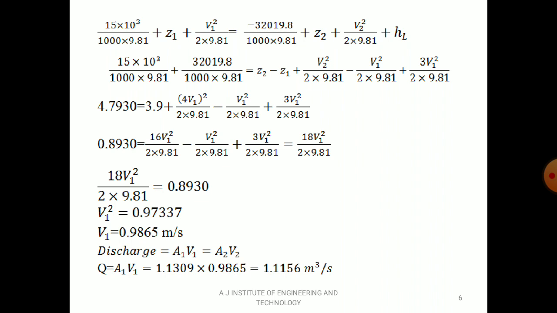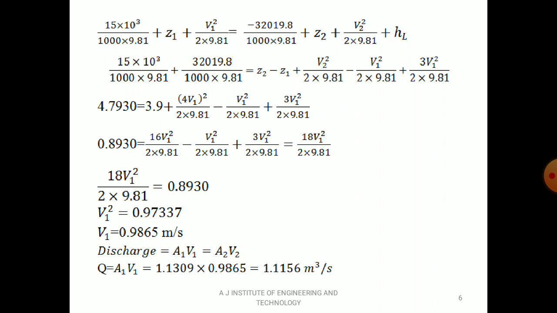So 4.7930 minus 3.9, that is 0.8930, is equal to 16V1 square, since (4V1) whole square becomes 16V1 square, divided by 2 into 9.81 minus V1 square divided by 2 into 9.81 plus 3V1 square divided by 2 into 9.81. So 16 plus 3, that is 19, minus 1, that is 18V1 square divided by 2 into 9.81. So 18V1 square divided by 2 into 9.81 is equal to 0.8930, and we want the expression for V1, or the value of V1.